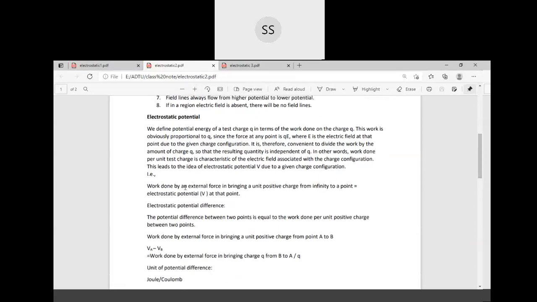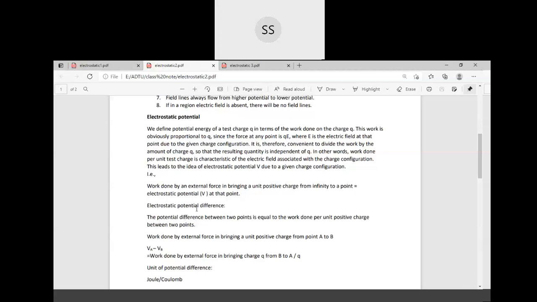So work done by an external force in bringing a unit positive charge from infinity to a point is called electrostatic potential at that point. So electrostatic potential can be different at different points. As we go closer to the source charge, electrostatic potential gets higher. As we go away from that source charge, the electrostatic potential gets lower, since we have to apply more work to put the point charge closer to the source charge.